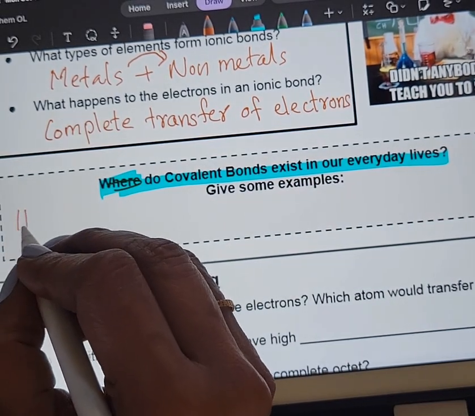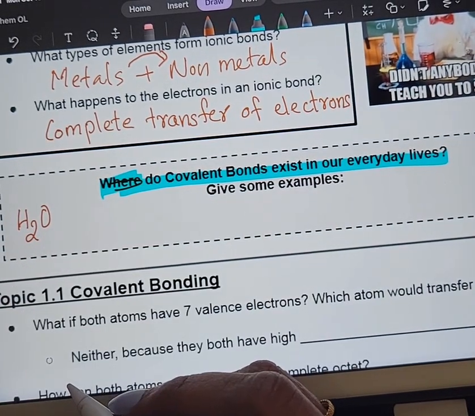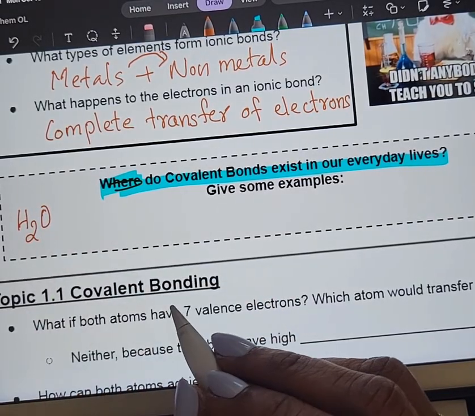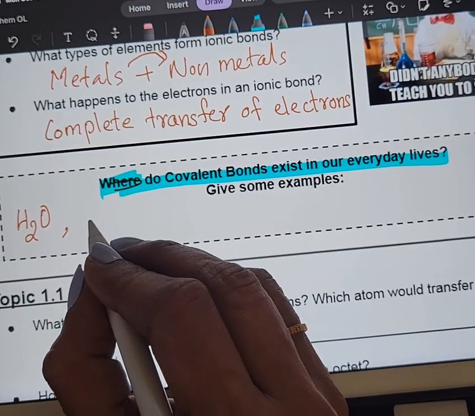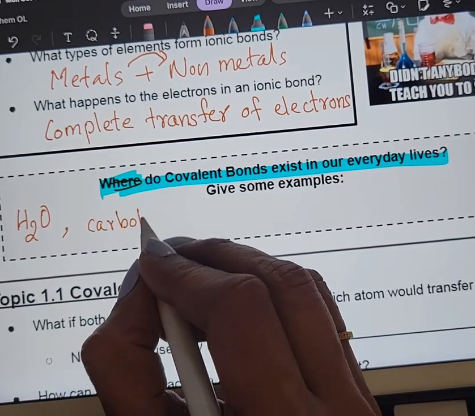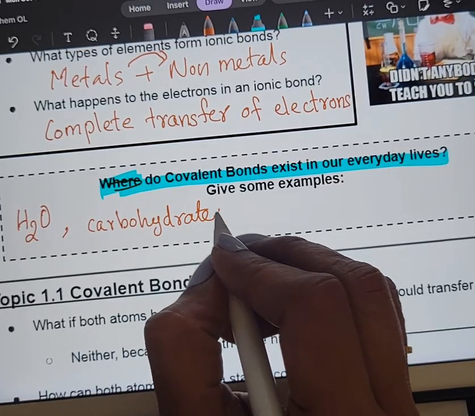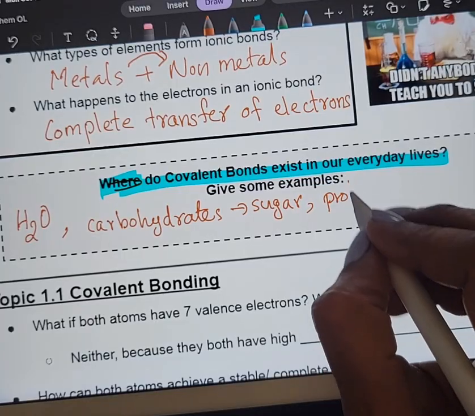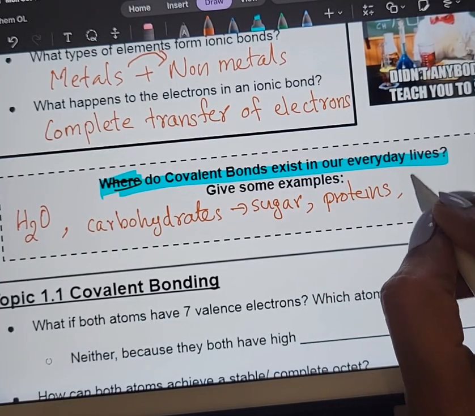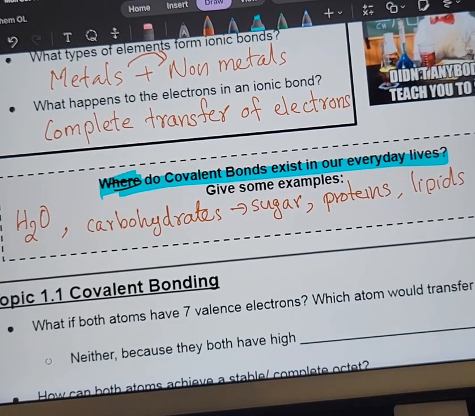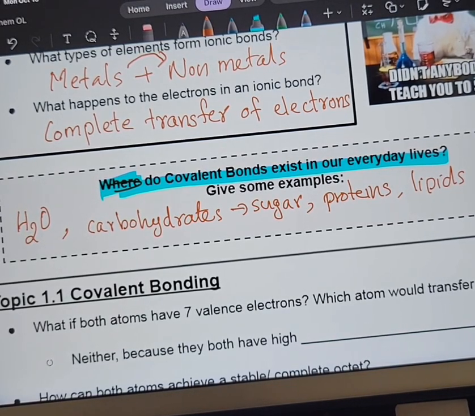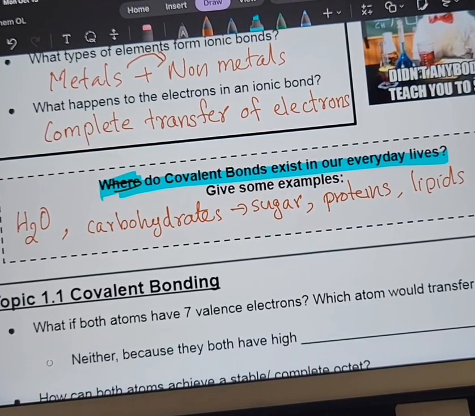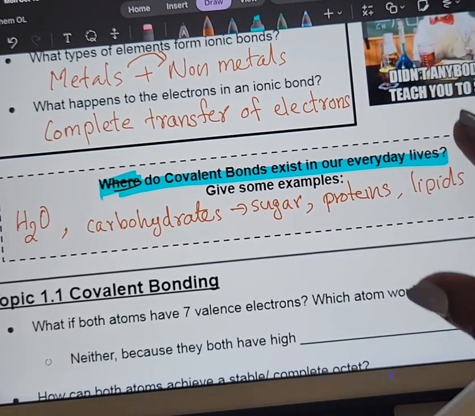The first and most important one is H2O, which is called water. Our life won't exist without water. And all biomolecules, for example carbohydrates, a very good example is sugar, and proteins, lipids, everything. All biomolecules are covalent compounds. If you have cellulose, paper, wood, your wooden table, desk, everything contains covalent compounds.